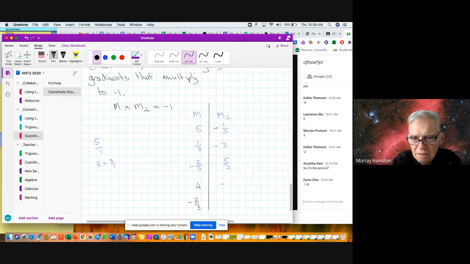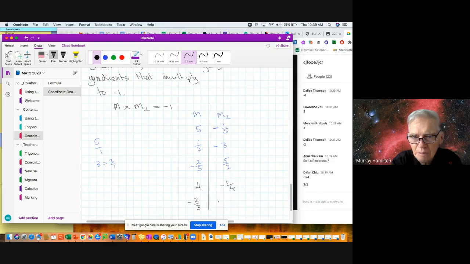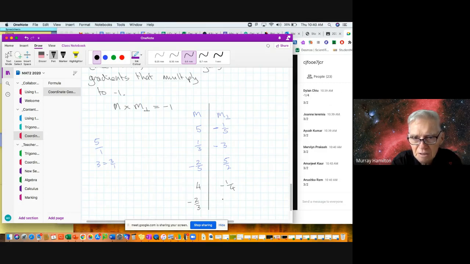Dylan, you're correct. It is -1/4. That's the perpendicular gradient. And what's this one here? What's the gradient of the line perpendicular? And Dylan, you're correct, 3/2. Thank you, Amajit and others. Anushka.